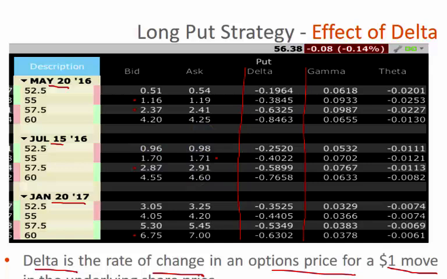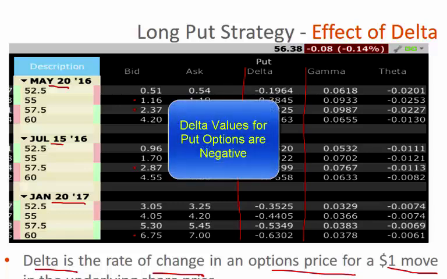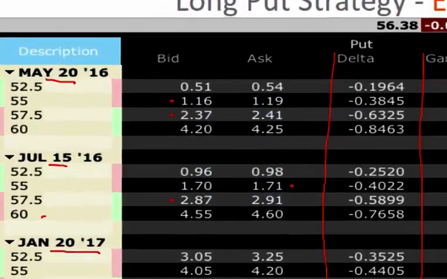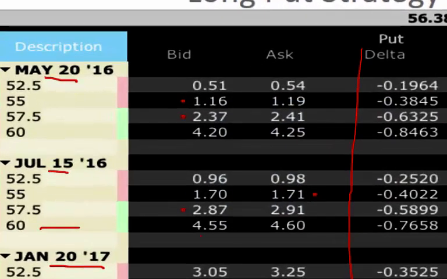And the reason it's negative for put options is that put options go down in value when a share price rises and go up in value when a share price falls. So to give you an example of that, let's look at the July $60 strike. And you can see the bid and the ask is 4.55 and 4.60. So if we're going to buy that, we're going to pay 4.60. And we can see that the delta is minus 0.7658.